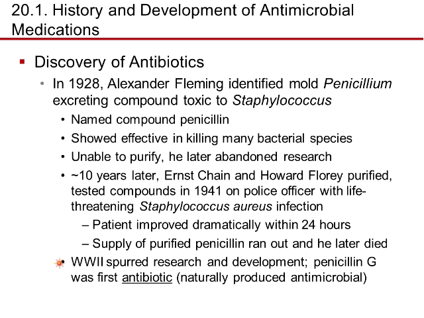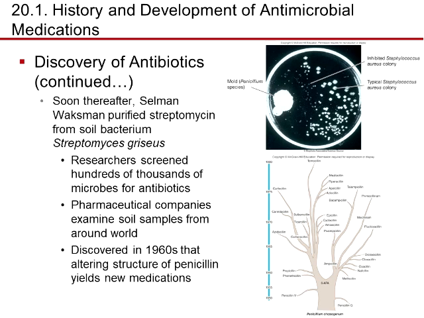With the advent of World War II, it spurred research and development, and developed what was called penicillin G, the first antibiotic. It was a naturally produced antimicrobial. Soon thereafter, Selman Waksman purified streptomycin from the soil bacterium Streptomyces griseus. Researchers screened hundreds of thousands of microbes for antibiotics. The pharmaceutical companies examined soil samples from around the world and discovered in the 1960s that altering the structure of penicillin yields new medications.